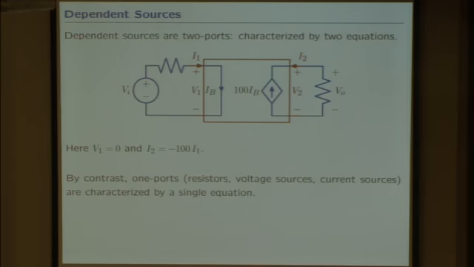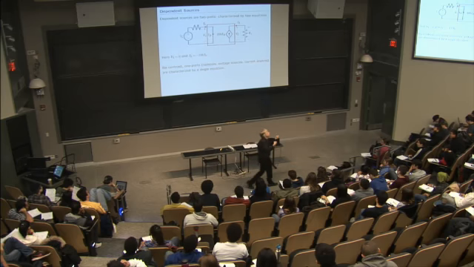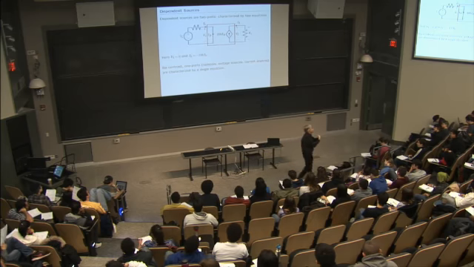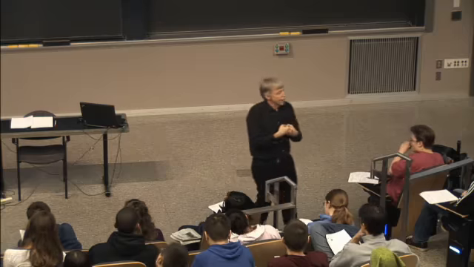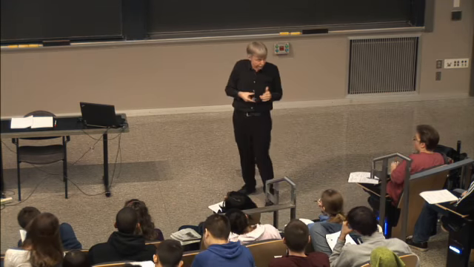Functionally, it's different from having two 1-ports because the two 1-ports are coupled. And that's the important part. It's the coupling between the two that you can't model with a simple resistor and a simple constant source.